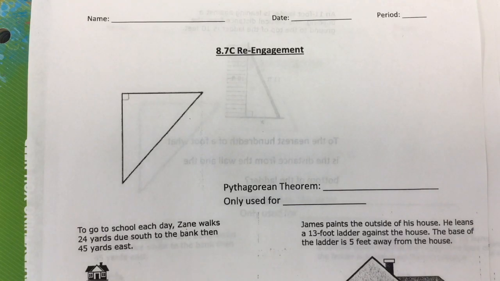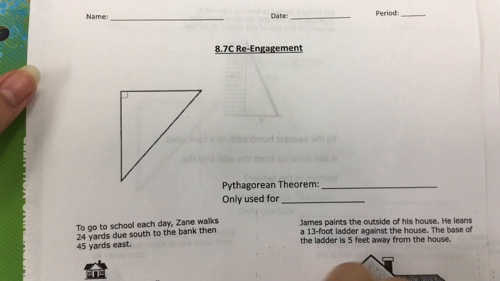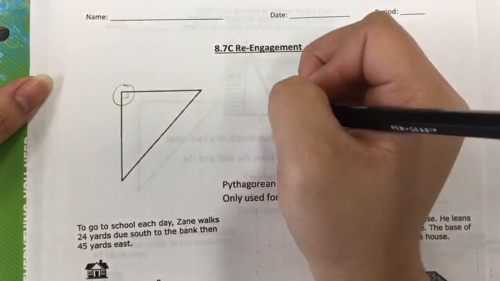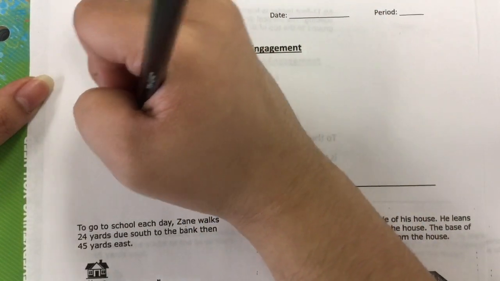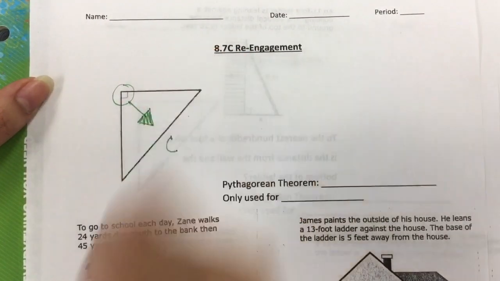Okay, so we're going to go ahead and do the 8.7 re-engagement. So this is for the Pythagorean theorem equation. So whenever we have a right triangle, we are going to label it with A, B, and C. So C is always the hypotenuse. The hypotenuse is going to be the opposite of the right angle. So we're going to circle our right angle and then draw an arrow going in the opposite direction. And this one will always be C.